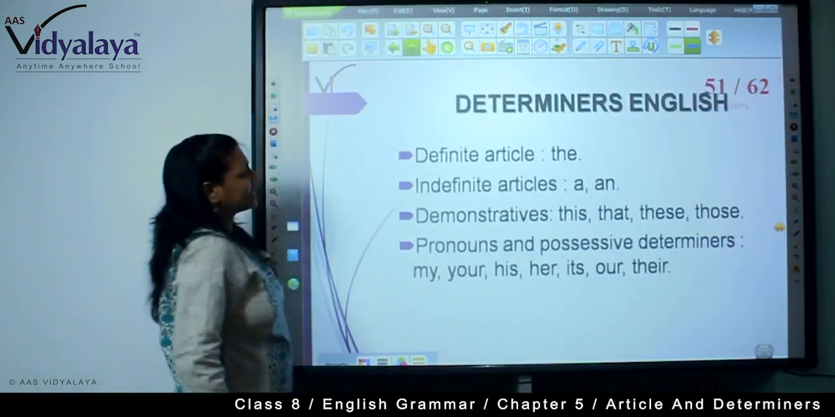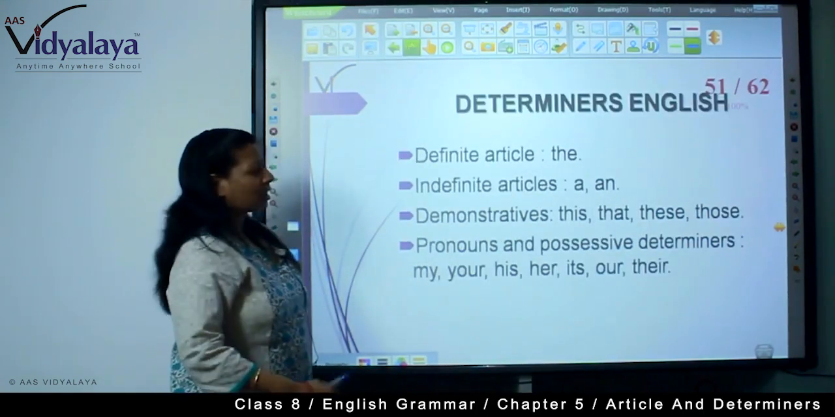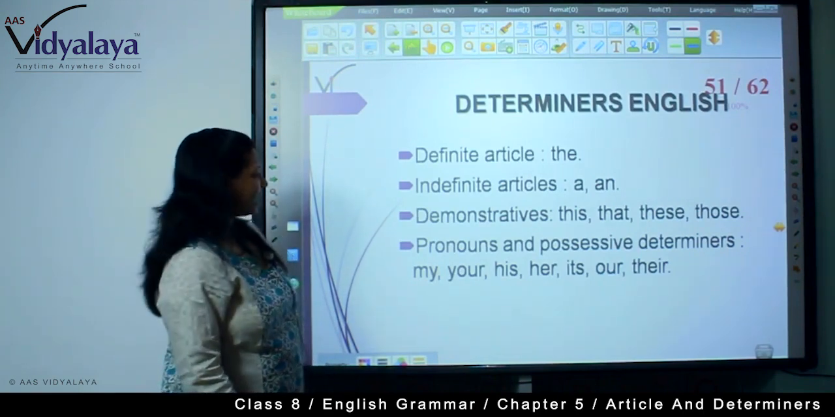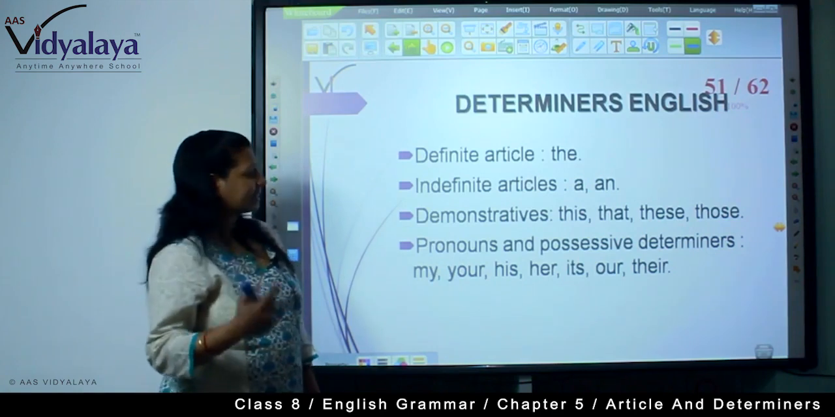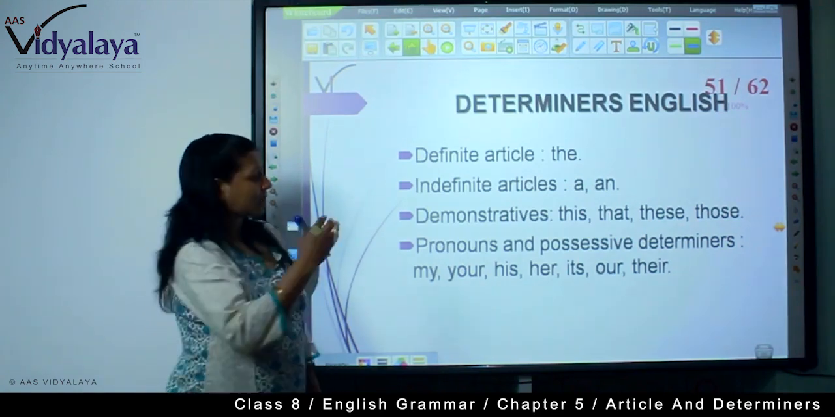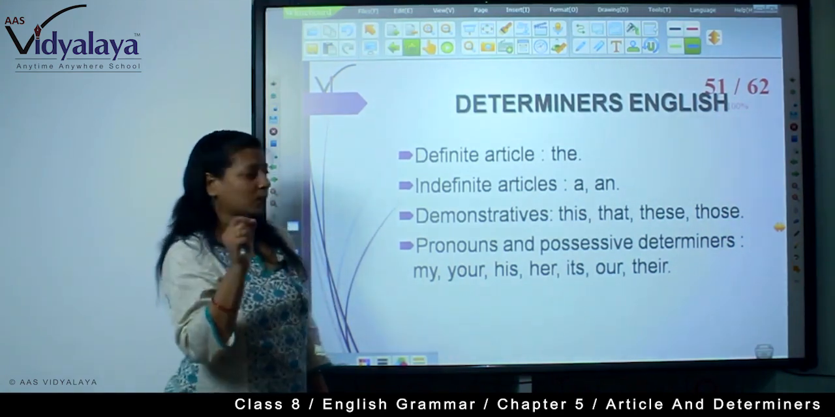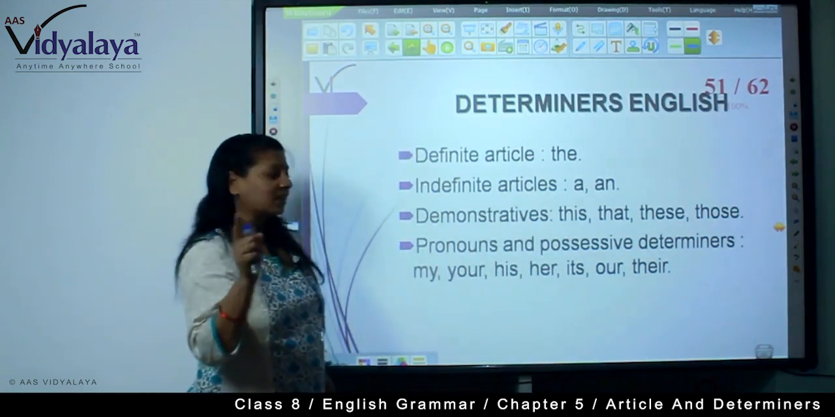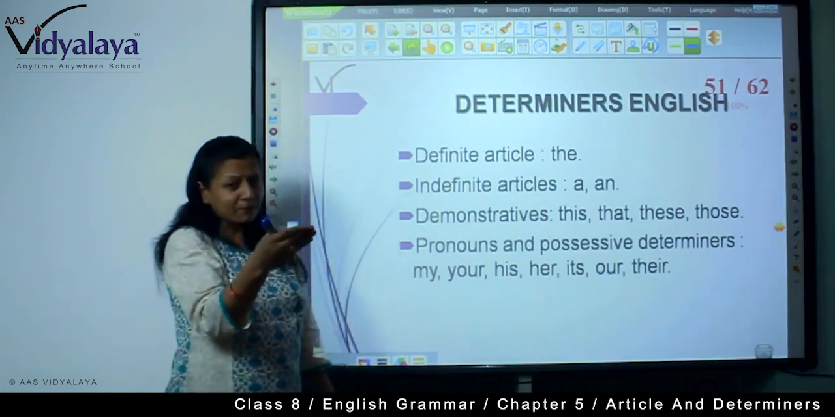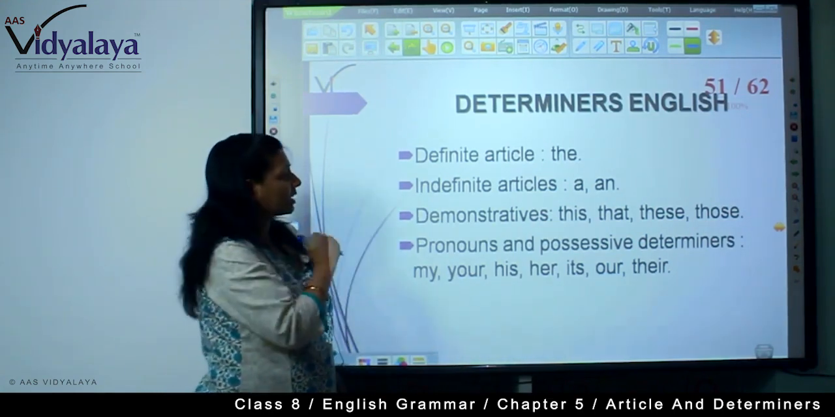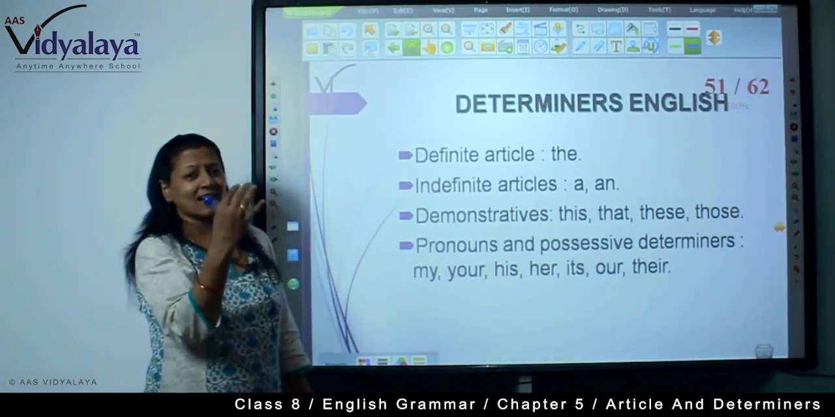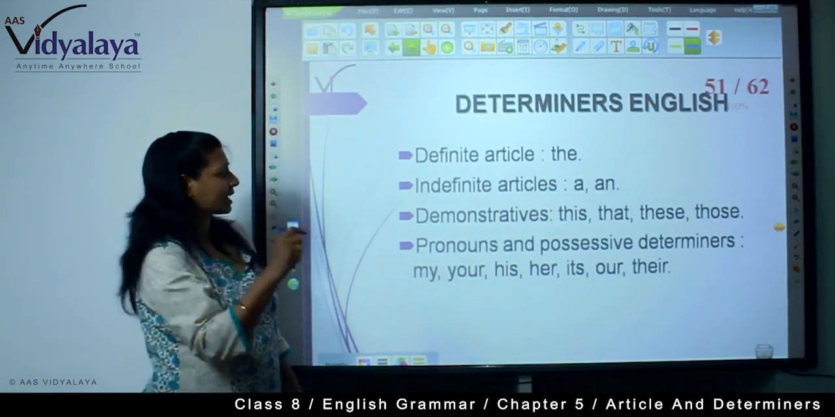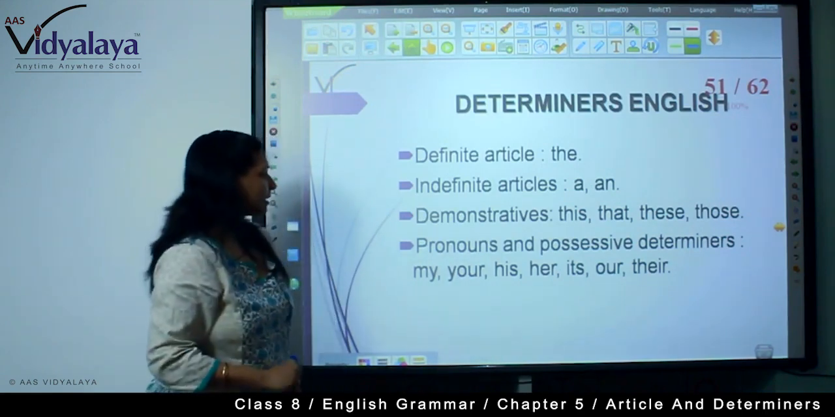Next, determiners in English. Now, definite article the, indefinite articles a, an, demonstratives this, that, these, those. Always remember, after these we write a noun. This book is mine. That house is hers. These people are doing their work. Now, those buildings are skyscrapers. So, you are seeing buildings, people, all these are nouns. That means these are all determiners.